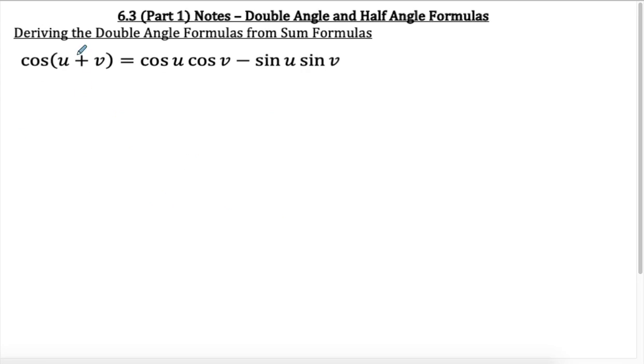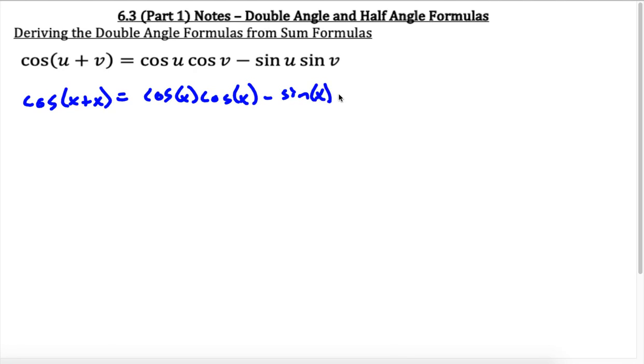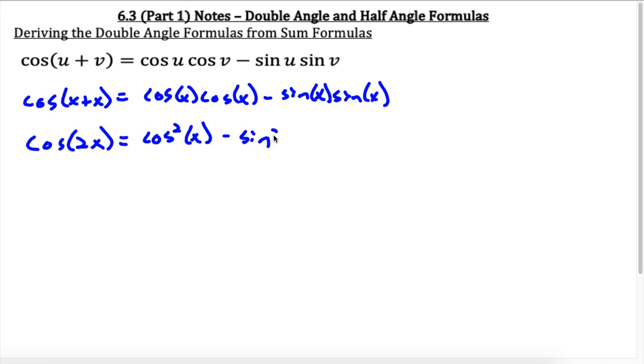And then finally, do the same thing for cosine. If I make the angles the same thing, cosine of x times cosine of x minus sine of x times sine of x. So cosine of 2x equals, this would just be cosine squared minus sine squared.